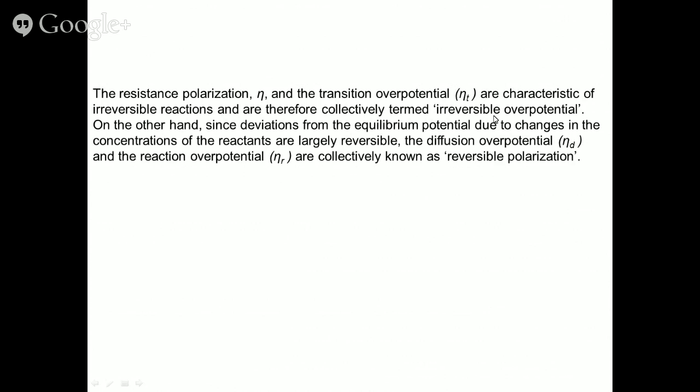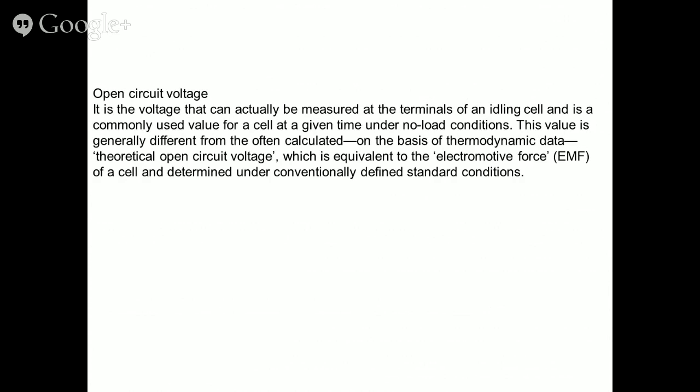On the other hand, deviations from the equilibrium potential due to changes in the concentration of reactants are largely reversible, because if I stir it or if I make the situation that the concentration is uniform, the deviation goes away. The diffusion overpotential and the reaction overpotential are collectively known as reversible polarization or reversible overvoltage.